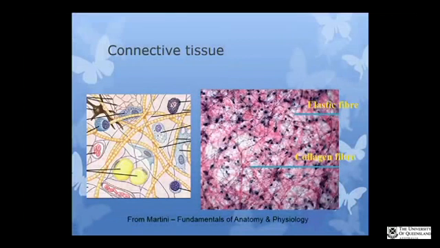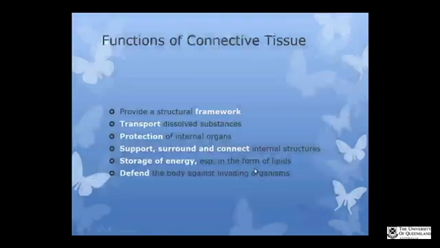Connective tissue, here's a couple of examples of connective tissue. Connective tissue consists of fibers, and you can see these fibers, and cells, and those cells might not be all the same. You might have lots of different kinds of cells in there. And then you have this thing at the back called the matrix.